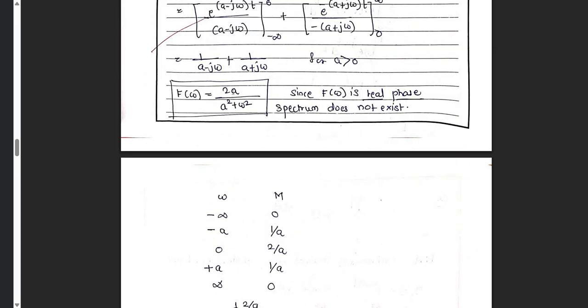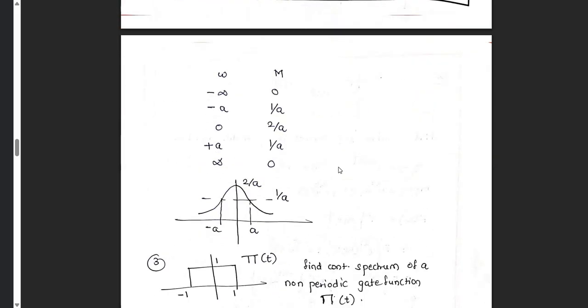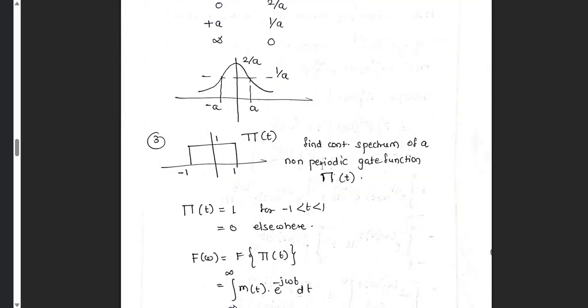As far as the phase plot is considered, the phase spectrum does not exist because it is only a real term, 2a upon a square plus omega square. For the phase plot, we take tan inverse of imaginary coefficient divided by real coefficient. The imaginary coefficient is 0, therefore tan inverse of 0, and therefore the phase plot is 0. So there is no need to draw the phase plot. Now, in a similar fashion, let us go for some other examples in the next video.